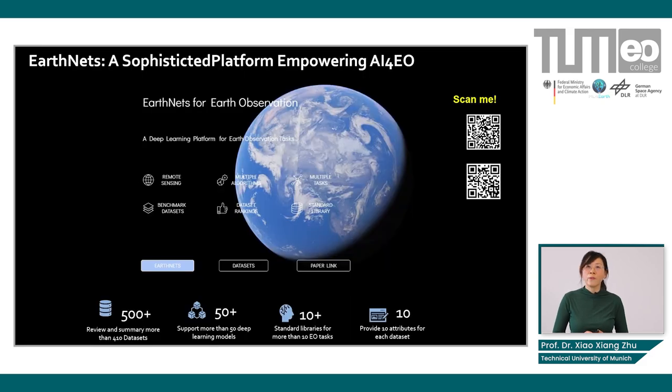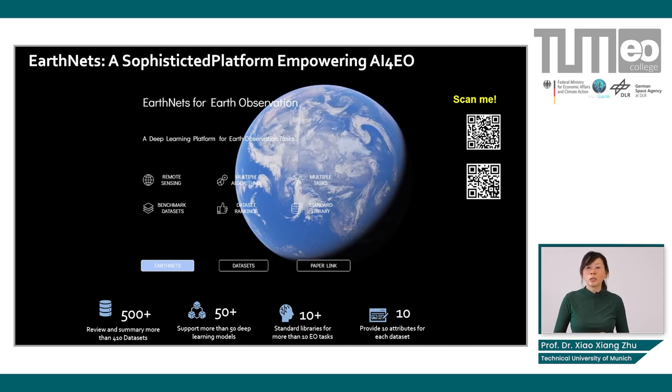But what is more helpful, probably for the readers of this course, we have developed a platform called EarthNets, which is a sophisticated platform to help people get access to AI for EO. So what does it contain? Basically, it has accommodated more than 500 annotated datasets, which is all we can find in the community till today. And also, we have provided more than 50 really state-of-the-art deep learning methods, and more than 10 specialized libraries to support various EO tasks.